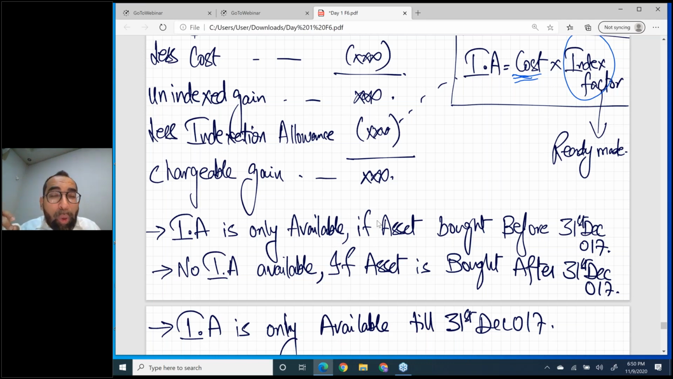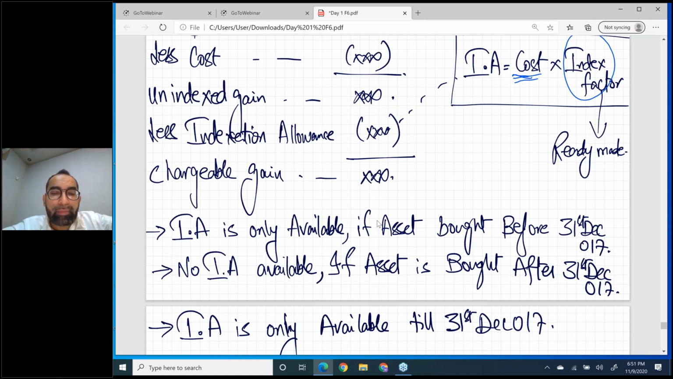Indexation allowance is only available if the asset is bought before 31st December 2017. If you have bought an asset after 31st December 2017, then you are not eligible for indexation allowance. So don't forget this, mark these dates: indexation allowance is available for companies, yes, but only when the company bought the asset before 31st December 2017. If a company has bought an asset after 31st December 2017, then there is no concept of indexation allowance.